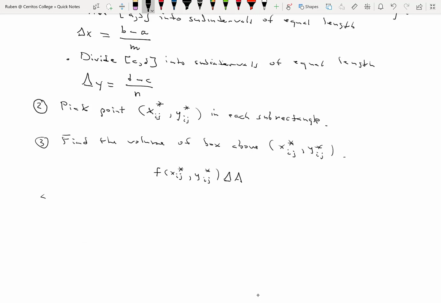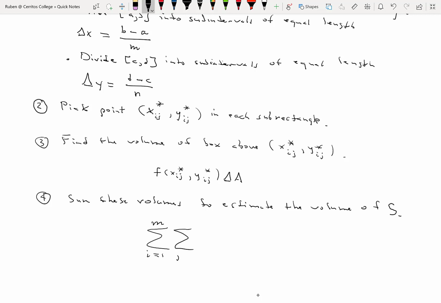I want to estimate the volume underneath the surface by doing exactly the same thing as in the Calc 1 version. I want to sum these volumes to estimate the total volume of our solid S. Now I have a doubly subscripted value. I'm summing as i ranges from 1 to m, and I'm also summing as j ranges from 1 to n. So I'm going to sum as i ranges from 1 to m, and just before that, sum as j ranges from 1 to n of f of x sub i j star, y sub i j star.